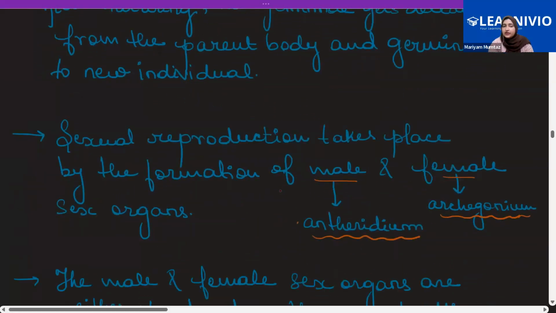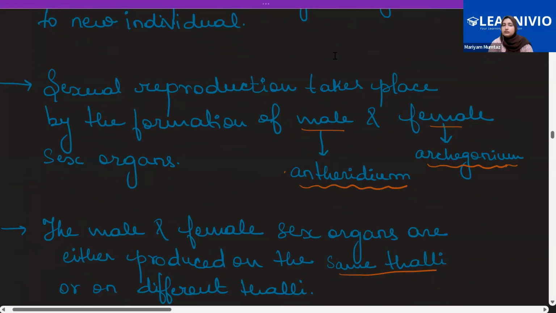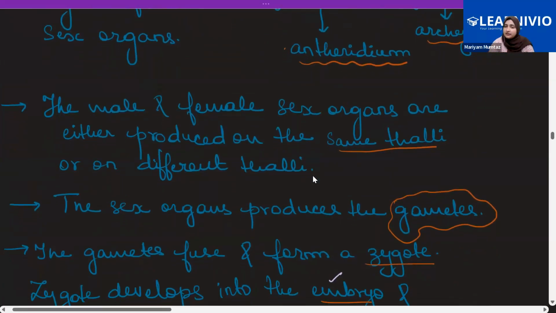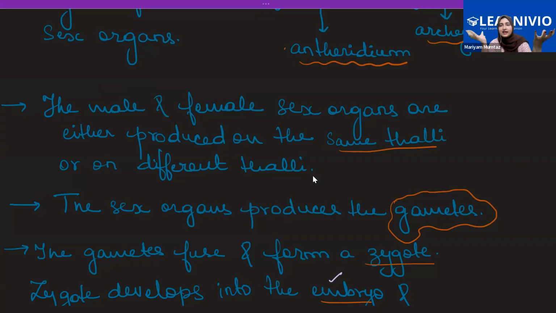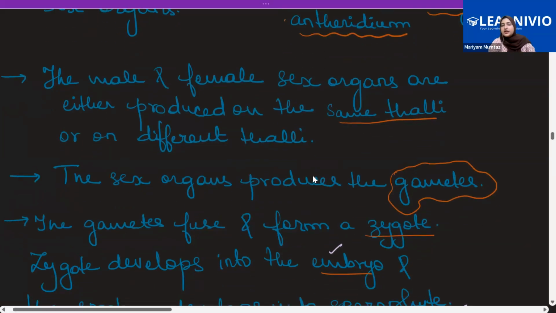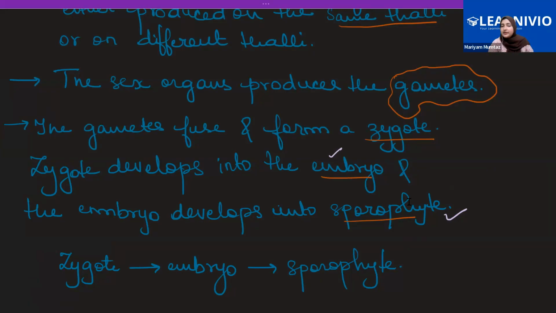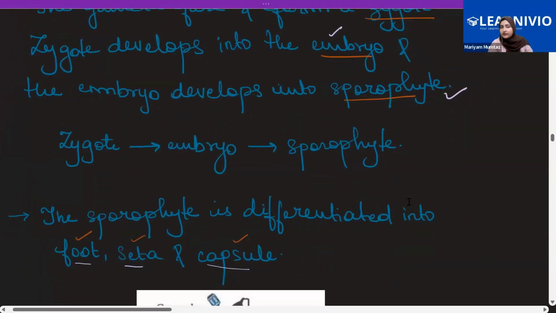When we talk about the sexual reproduction in them, the male and the female sex organs, antheridium and archegonium, can be produced on the same thallus or on different thalli. Like two different thalli, male and female, or in one only, both, like bisexual, unisexual condition. The sex organs produce the gametes. Then again, the same thing will happen. The gametes will fuse and form a zygote. The zygote will form the embryo by mitosis, and then the embryo will become the diploid sporophyte.